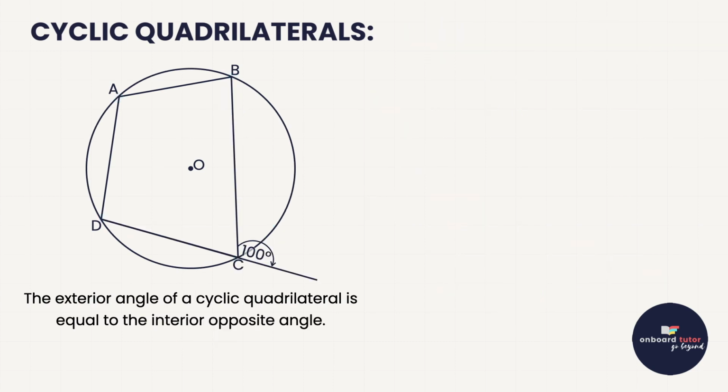Next up, we're looking at exterior angles. So if you look at this shape here, we'll see A, B, C, and D all lie on the circumference. So ABCD is a cyclic quadrilateral. Then we are going to look at what they've given us here. The exterior angle of a cyclic quadrilateral is equal to the interior opposite angle.